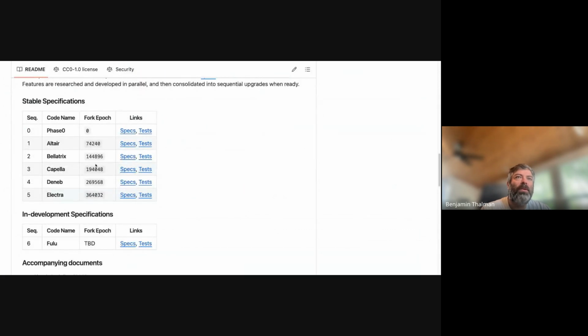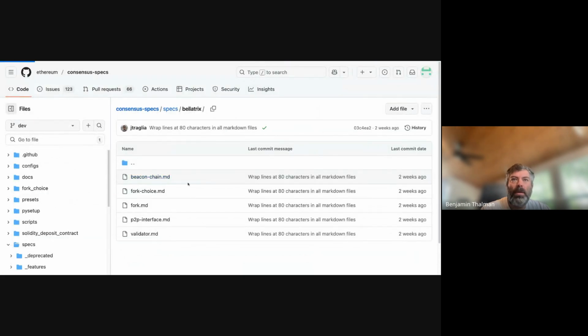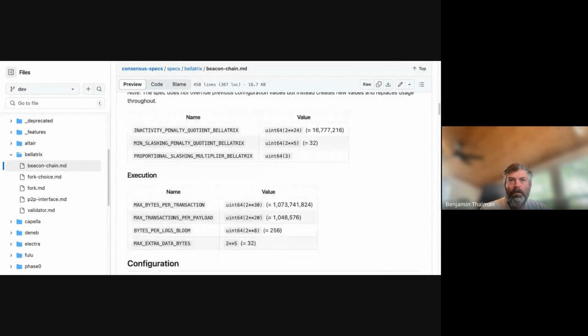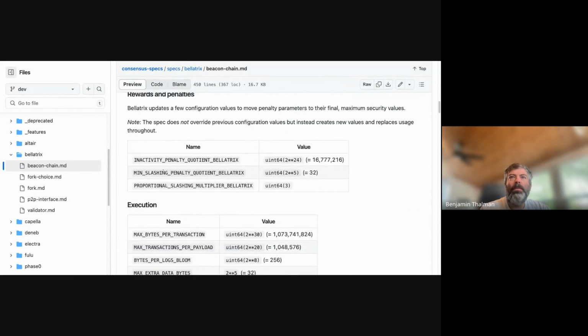This does continue though. So Bellatrix, this is the upgrade just before the merge happened. So let's look at that real quick. Here we are. Min slashing penalty quotient Bellatrix, and we've got 32. So I'm not going to go back to the function. The function is the same. It just uses this new parameter.